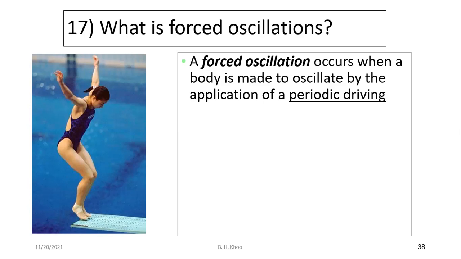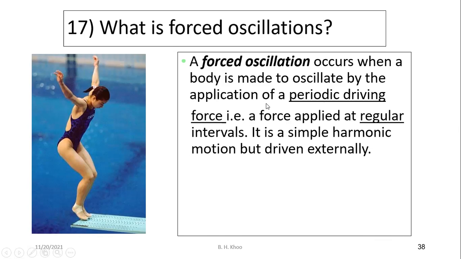It occurs when a body, the body in this case is the springboard, is made to oscillate by the application of a periodic force. We apply a periodic force. That means you apply the force at regular intervals. A periodic driving force is a force applied at regular intervals. It is simple harmonic motion, but it's driven externally. So we can cause the springboard or the body to keep on oscillating by applying that periodic driving force.